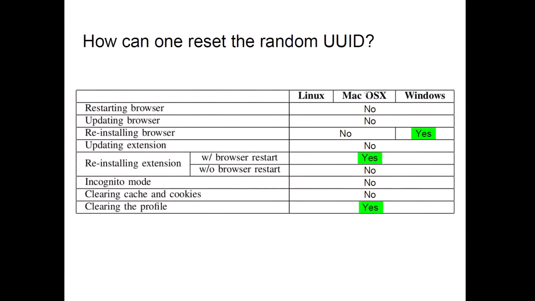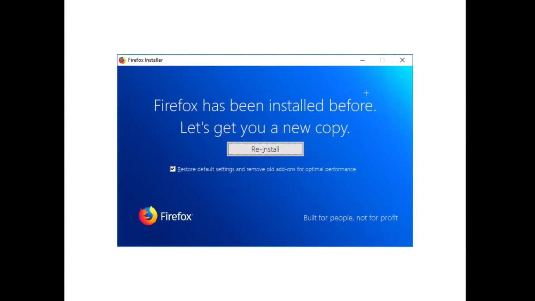So this random UUID, it's not really optimal, but they mention that it's being created per browser instance. So then the question is, is it easy to regenerate or reset this random UUID? And it turns out that it's not really easy. It's not really doable.